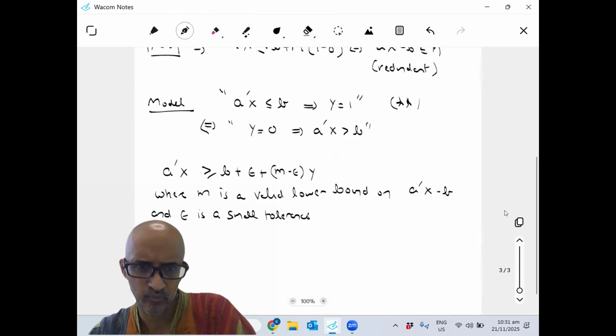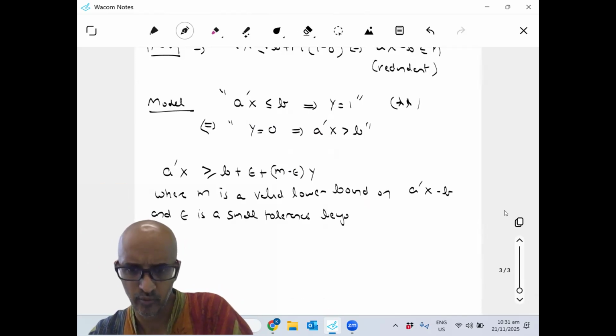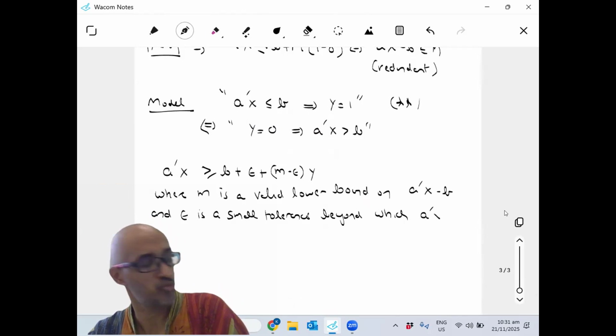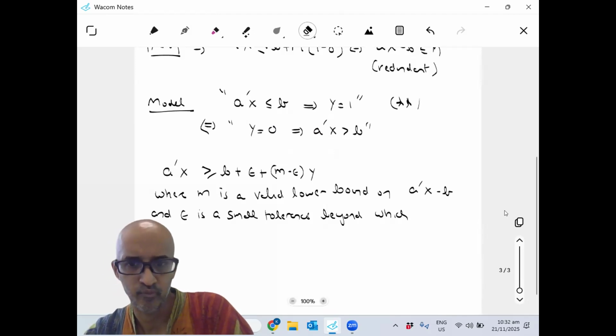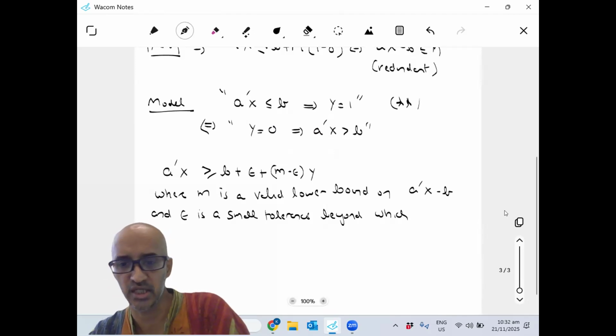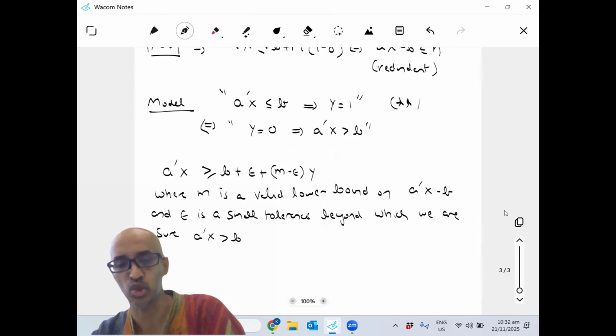beyond which we are sure that A transpose X is greater than B. Okay, and I'll show you an example.